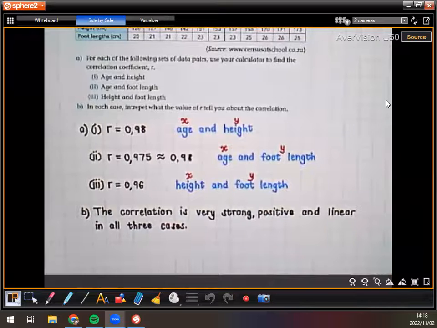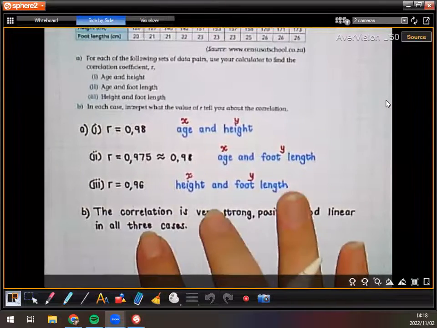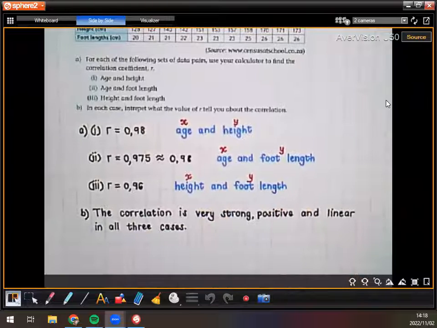And then in B, they said in each case, interpret what the value of r tells you. We were just talking about the correlation. So guys, because they were all three basically the same, I just say it's very strong positive and linear in all three cases.